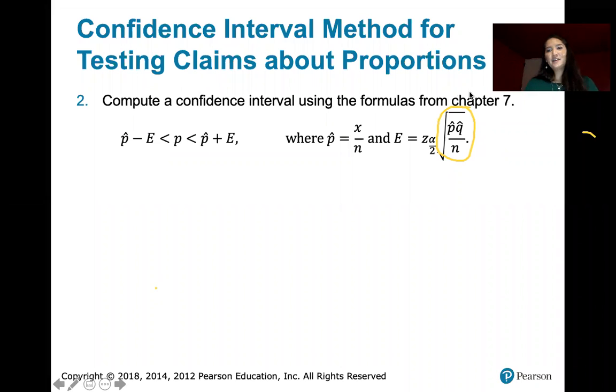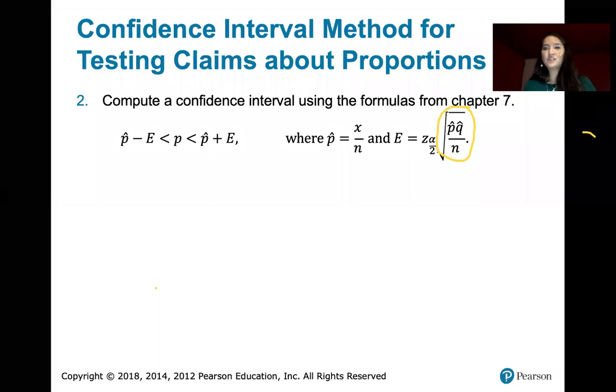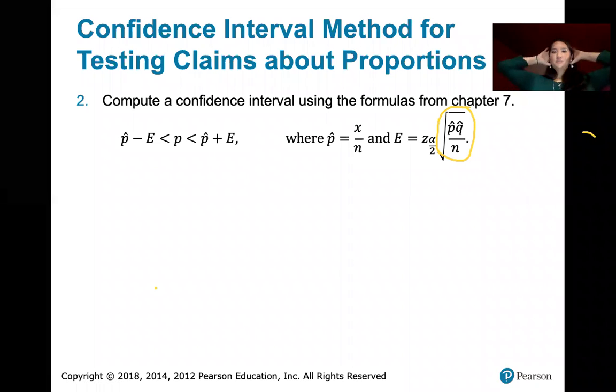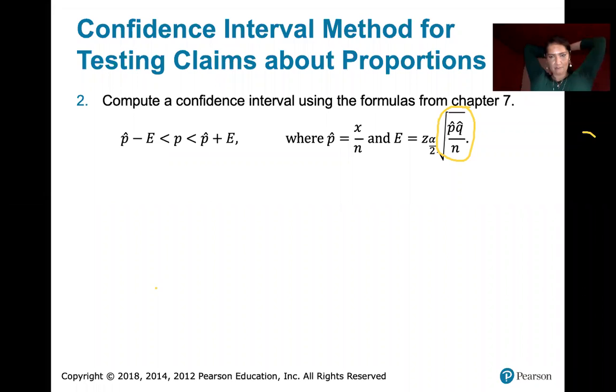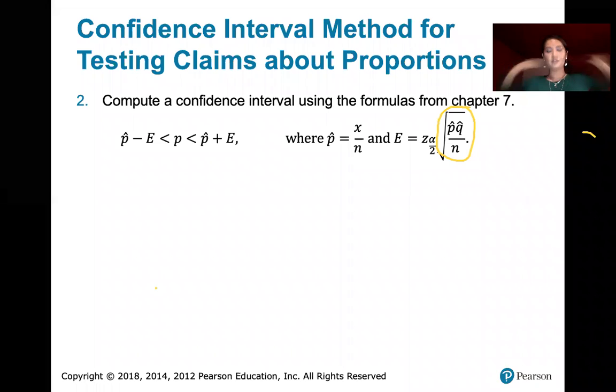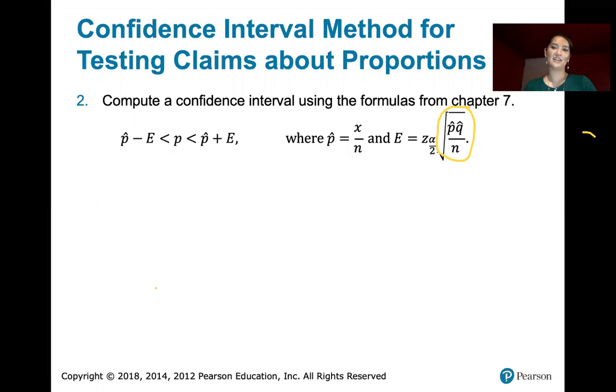So this yellow expression that's circled is an estimate of the standard deviation of the sampling distribution of p hat. Notice that it has a square root of p hat times q hat, where p hat is the sample proportion and q hat is 1 minus the sample proportion. It's going to be important later. So you use these formulas and you're able to calculate the confidence interval.